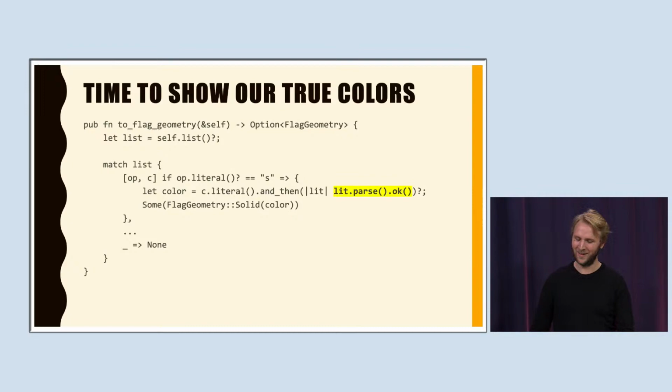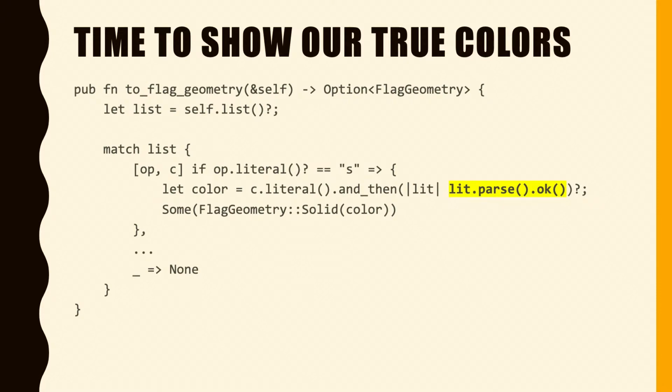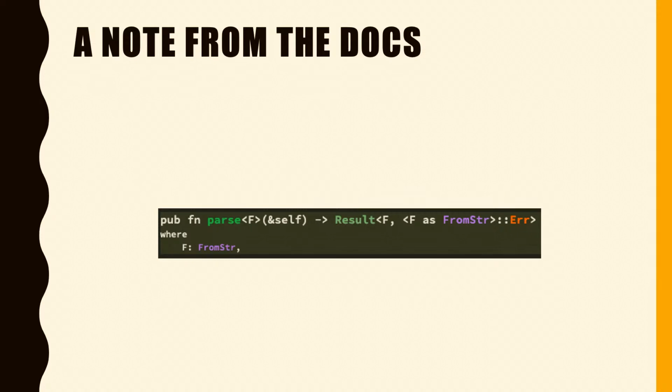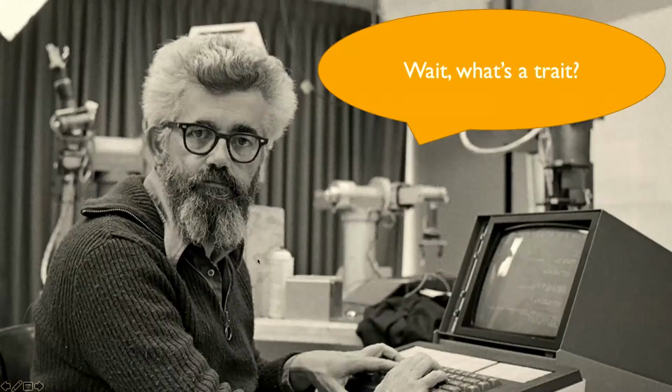One of the things that we glossed over earlier was how we handle colors. In our parser, this is where we turn our single letter color code into our color type. But how does this actually work? Parse is a standard method on the string type. This is the definition. Notably, this function takes a generic parameter F with a requirement that F must implement the FromStr trait. What's a trait? Yeah, that's a good question.